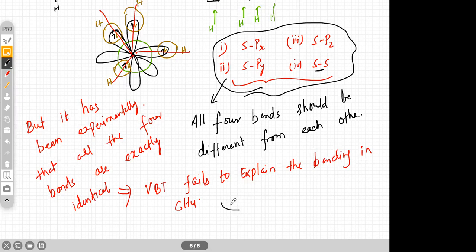To explain the bonding of CH4, we got a new type of theory, which we call hybridization. VBT fails here, and then we got a new theory to explain the bonding here, and that theory is hybridization. Yeah, that's right, Himanshu, correct. Did you understand why we need this concept of hybridization?